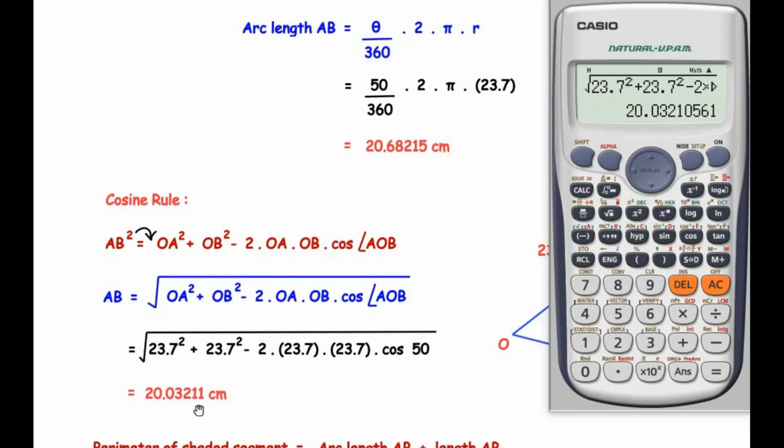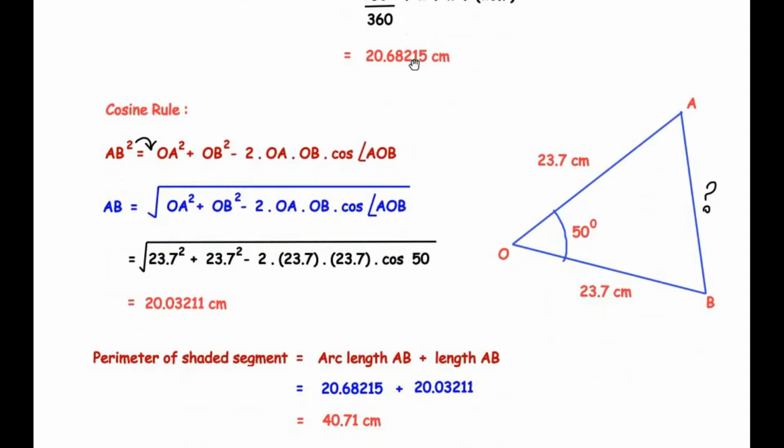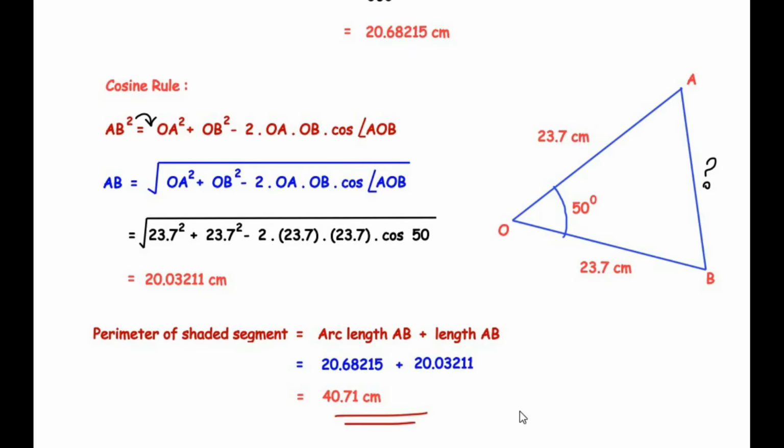Now the perimeter was the sum of arc length AB and length AB. So we have to basically add the values of arc length and AB. So we have written here 20.68215 plus 20.03211. So let us see what value this gives us. So these two values when added gives us the value as 40.71426. Now this is the final answer. So I'm going to round it to 2 decimal places and write the answer as perimeter of shaded segment is 40.71 centimeter. So this is the answer.